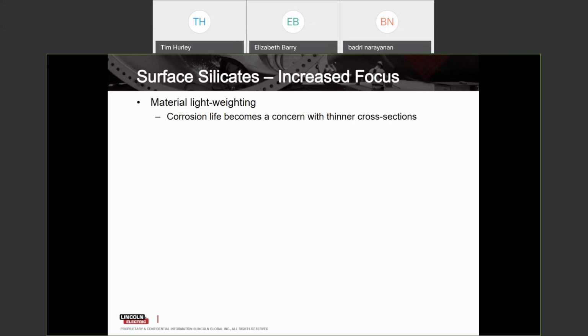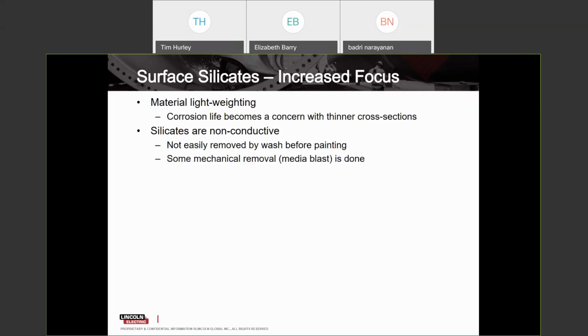We see this increased focus, I believe, in many vehicle applications and even outside of vehicle applications, but even in farm implements, transportation, anything that moves, really. We're looking for improved vehicle performance, improved fuel efficiency, and so lighter weighting of vehicles is important. We're using higher strength materials, thinner cross sections, so corrosion life becomes an issue.